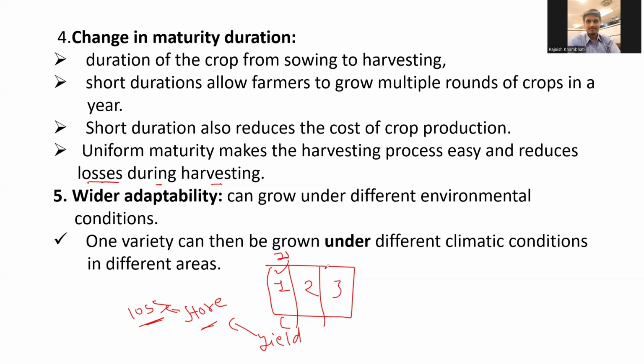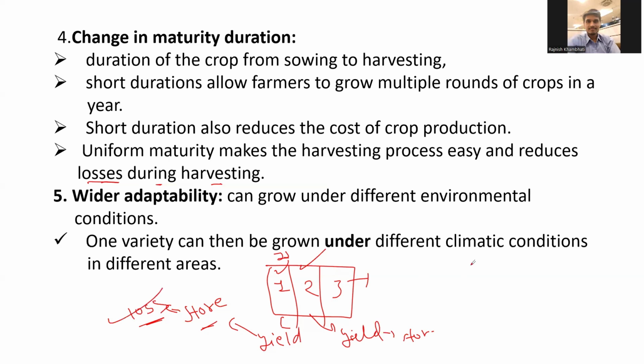Now, after a few days, the second part will mature. Again, I will yield it. And then again, I have to store it because I have to sell everything together. Now, after a few days, the third will mature. So you can see I have yielded the first, then the second, and then the third.